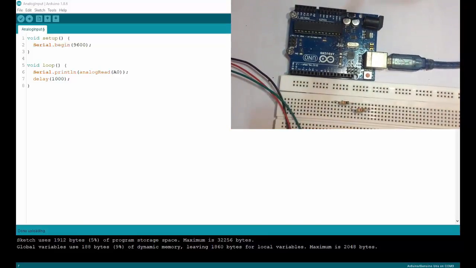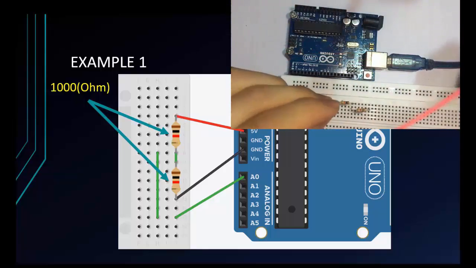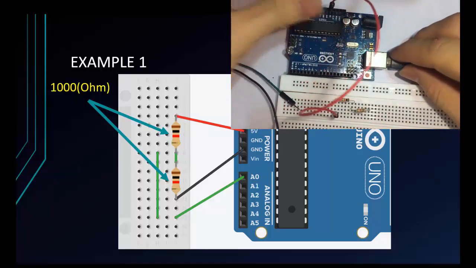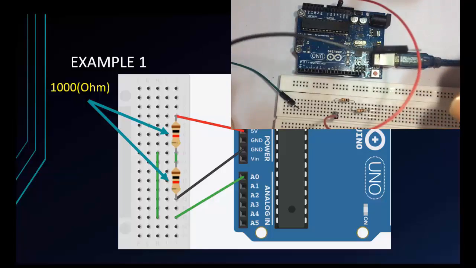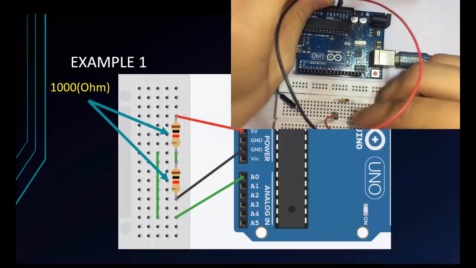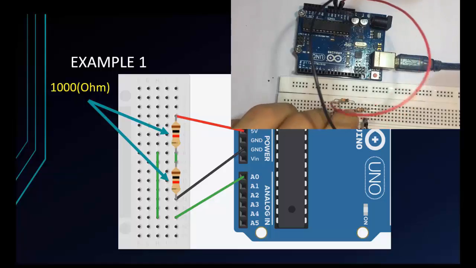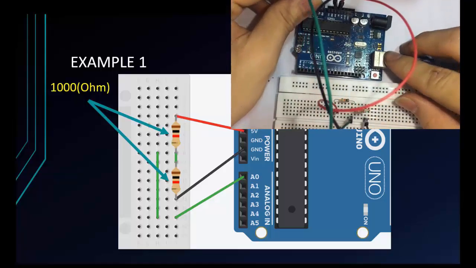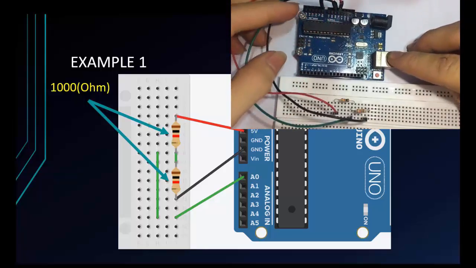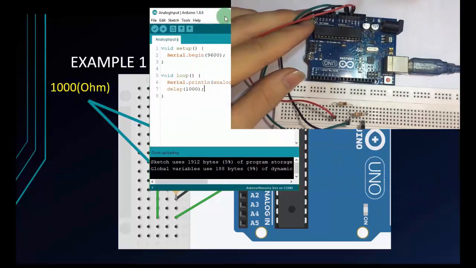Okay, like the diagram. The red wire I will use for 5 volts, and the black wire I will use for GND. And the green wire I will use for the input. I will plug it to the A0 pin. Okay, A0 pin. Now I will upload the code to Arduino and let's check.